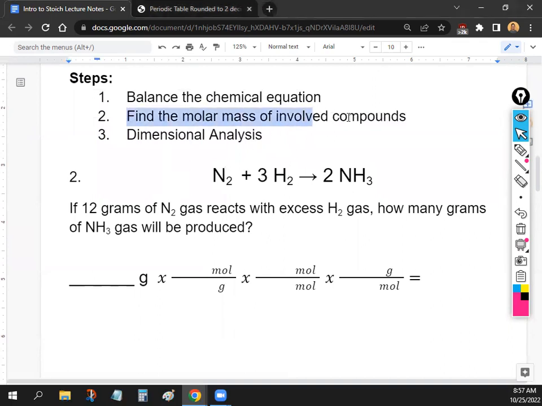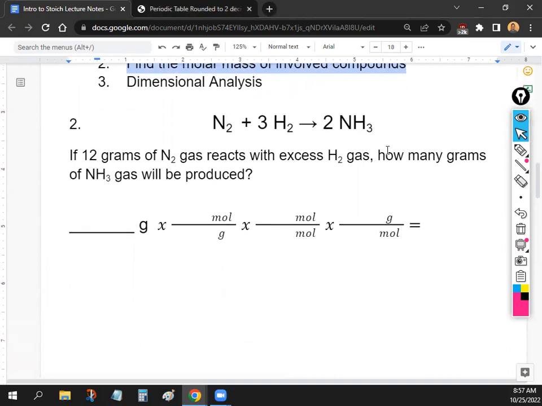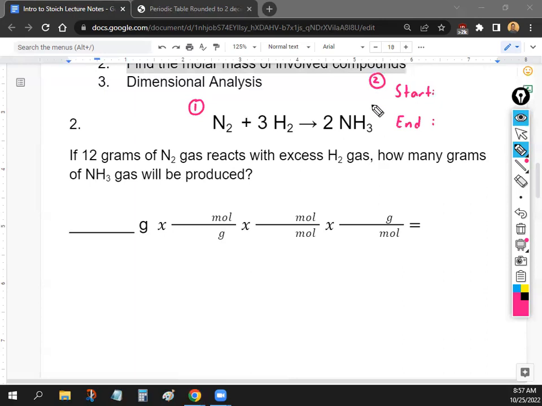Now, step two, we want to find the molar mass of the important chemicals, the involved compounds. So what that means is basically you're going to figure out what your starting number is and what you want to end up with. Basically, what we've been doing for the past couple assignments. Okay, so this was step one right here. And then for step two, we're going to figure out what the starting chemicals are, or the starting number is, and what you're looking for.